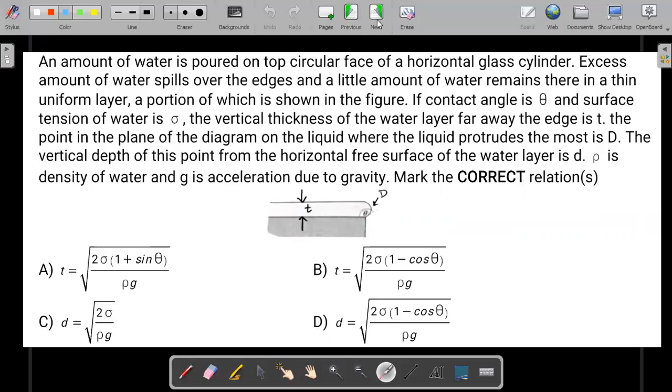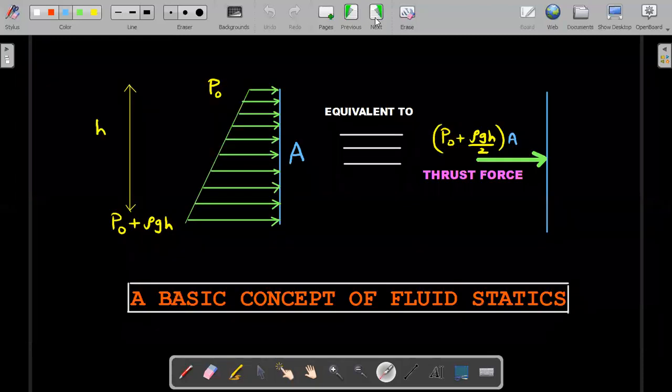So we'll solve for the small t and small d in two parts by choosing two different FBDs. So let's start attacking for the small t, the entire thickness. Before we do that, all of you should be familiar with the concept from fluid statics that I have just pre-drawn, so that any person who has forgotten it will be able to revise this.